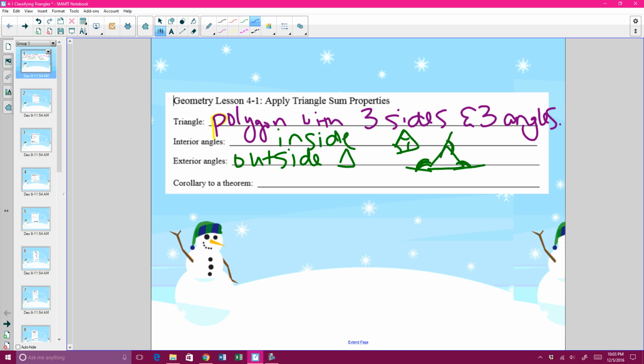And lastly, we need to define the corollary of a theorem. A corollary is an additional part of a theorem.